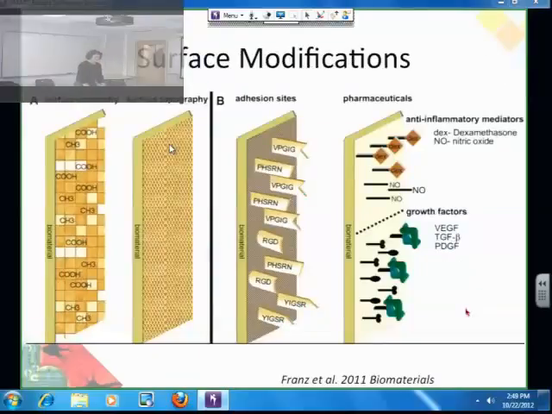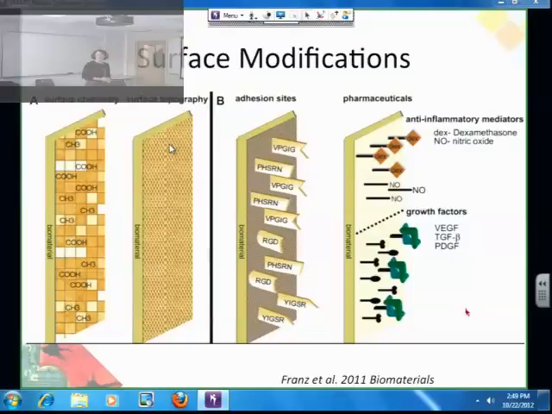So some other ways that have been studied for affecting the inflammatory response are pretty much what we talked about last week with different ways of modifying surfaces. They're starting to be tested. So surface chemistry: if you change the functional groups on the surface of a biomaterial, that's going to affect protein adsorption, which will then affect the inflammatory response.